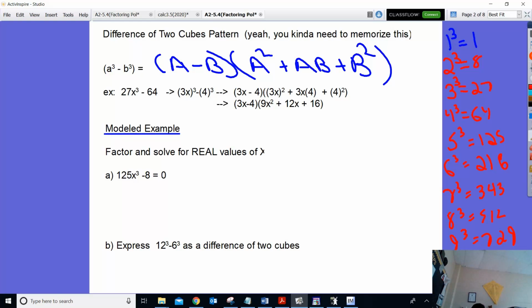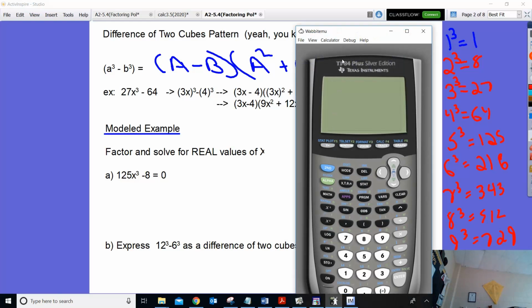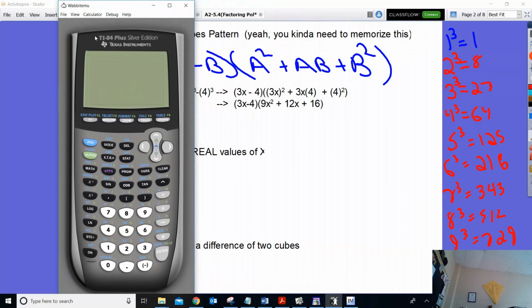Now, with that being said, some of you guys aren't going to memorize them. Do you know how you take a cube root on a calculator? You can get whatever number and then the top 3. Not rooftop 3. Rooftop 3 takes the number and cubes it.